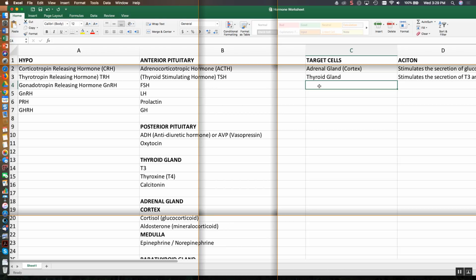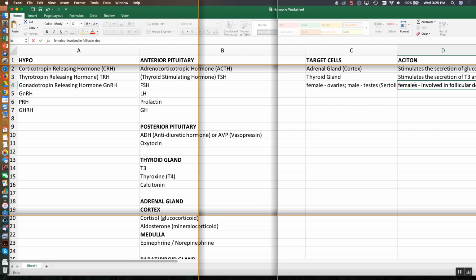What's that? Yep, female ovaries, male testes. And I'm going to say Sertoli cells. So what does it do? Females, what does it do? Involved in maturation of the follicles. Involved in follicular development.